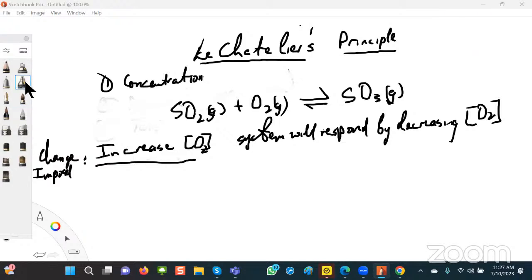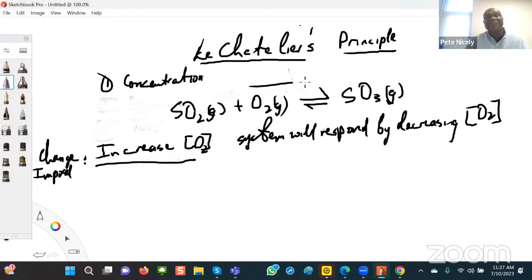Will it shift to the right? Hold on 1 minute. Oh, okay. I was just trying to choose the right pen to write with.